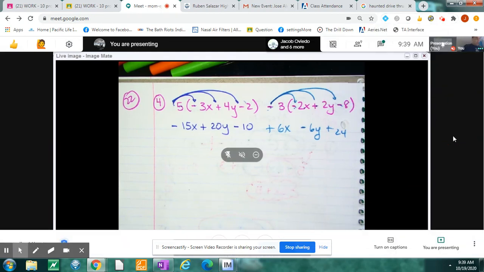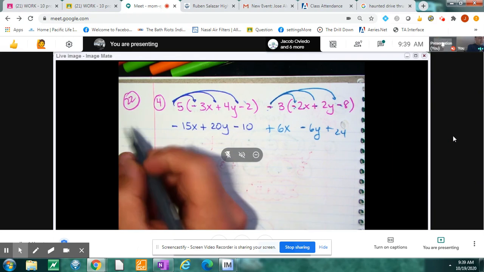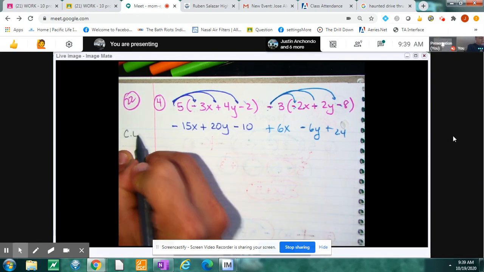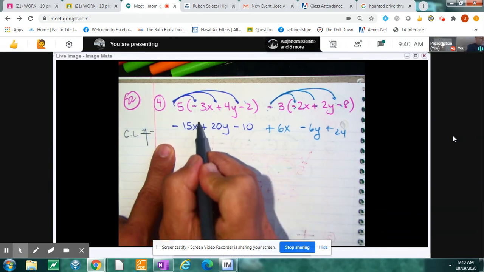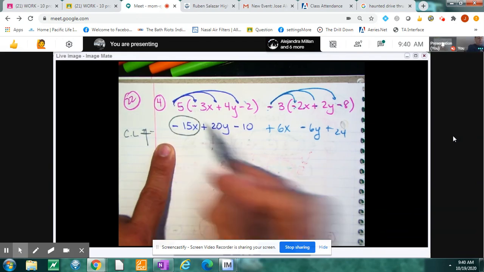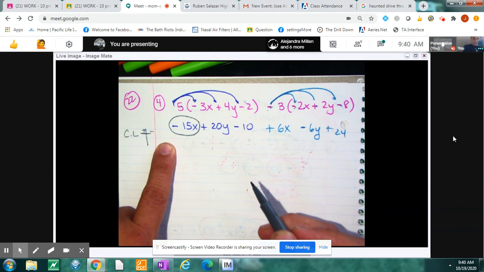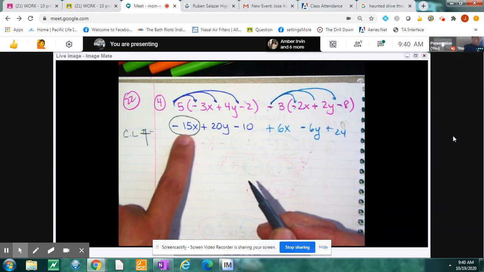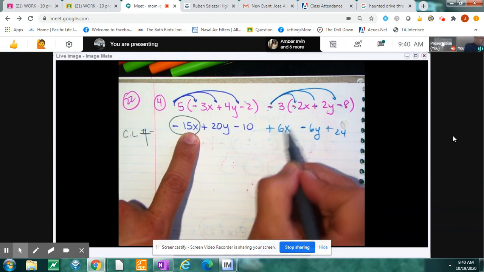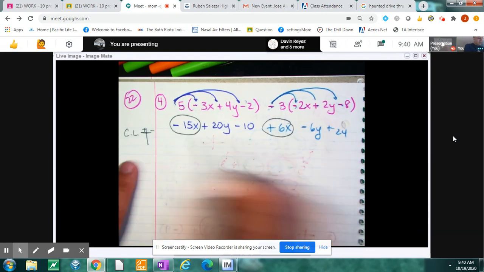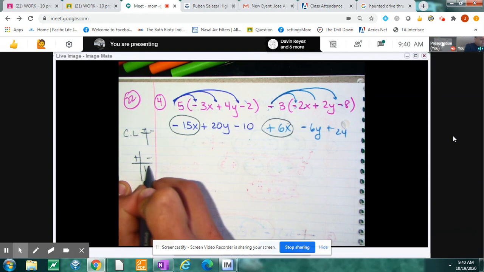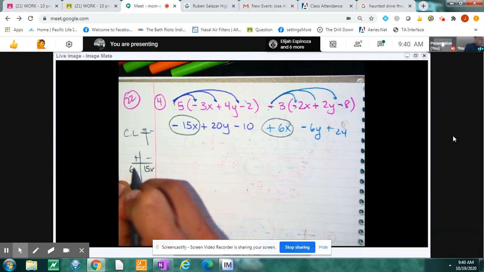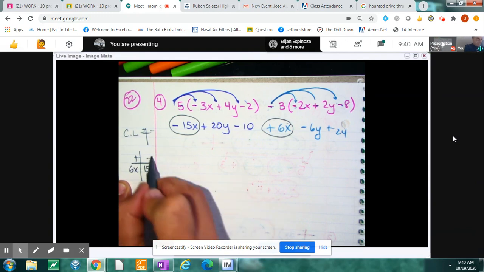All right, so we're going to go ahead and now combine like terms using the T-chart. So the -15x, Elijah, what am I going to combine that with? The negative with the 6x. That's it, right? So I'm going to go ahead and do one of the T-charts, -15x plus 6x. And my answer is going to be negative because I got more negatives.